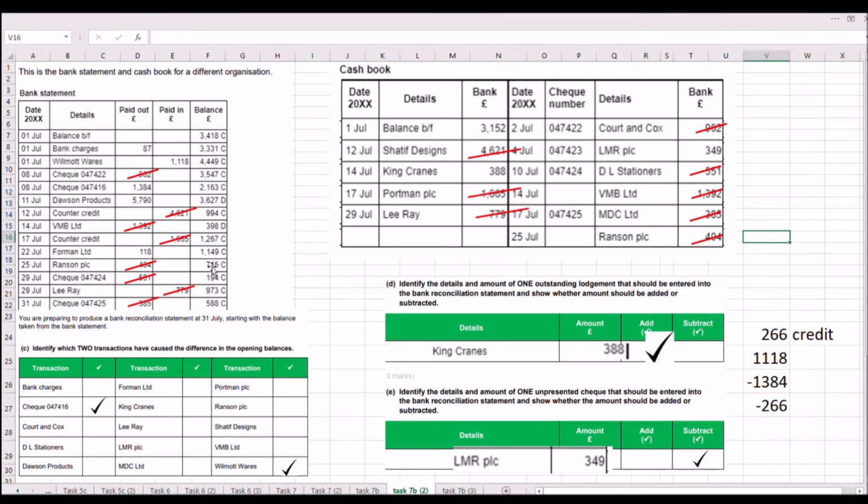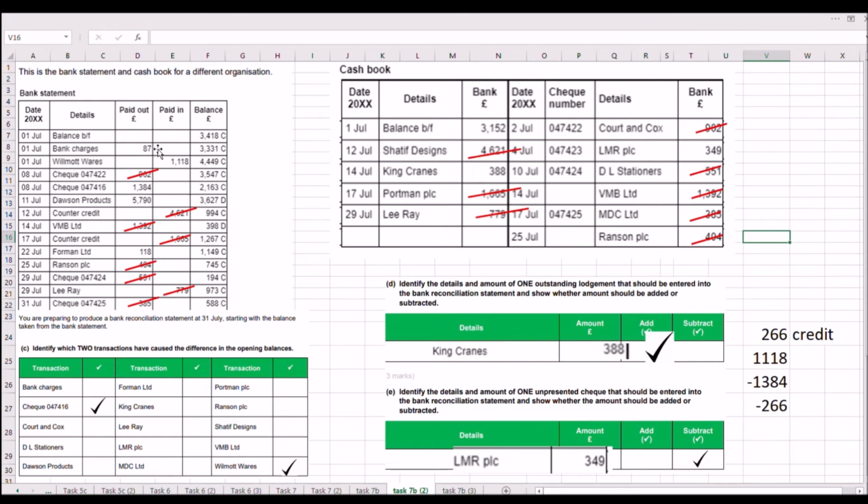But we don't do it that way. What we do is we do the full ticking off exercise. We tick all of the cash book to the bank statement, and then we've cleared all these items here, and all we've now got left is five items. Now the balance from the bank statement is 3,418 in credit, and that's the credit from the bank's point of view. So from the bank's point of view, it's credit, but from your point of view, it's debit. So 3,418 debit in the bank statement. In the cash book, it's debit 3,152. So the difference is a credit of 266 that's got to appear in the bank statement somewhere.